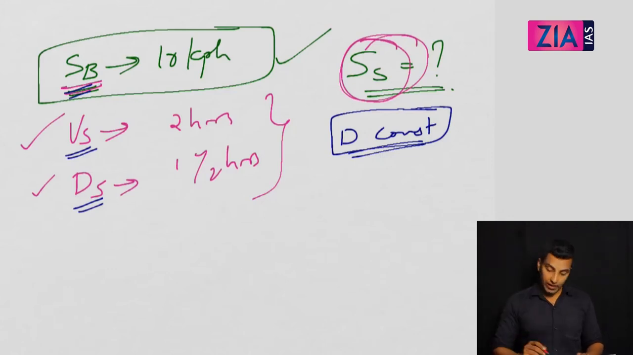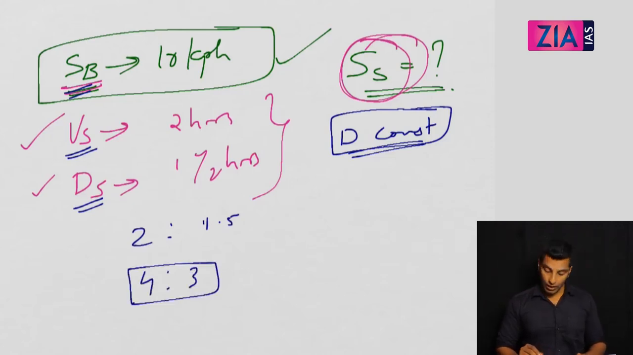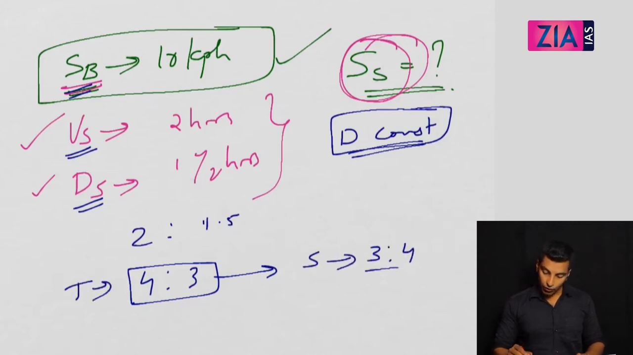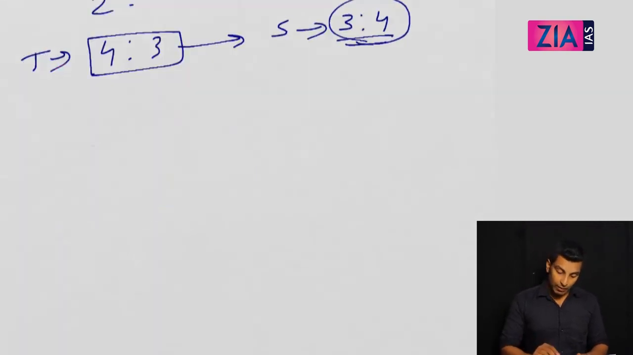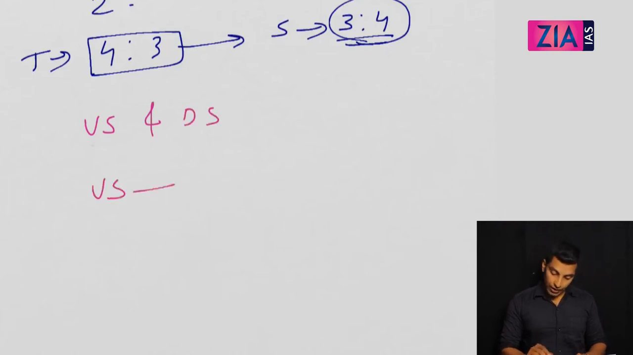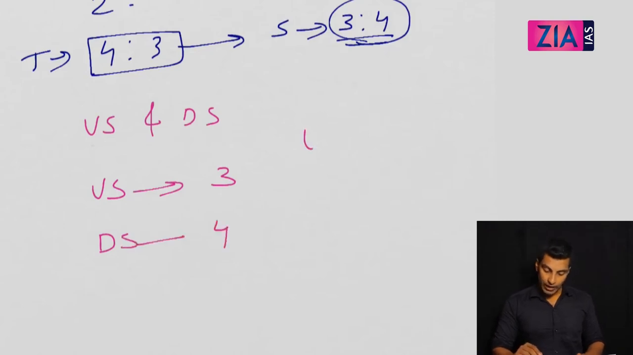So if distance is constant, speed and time are inversely proportional. Now what you know is the time ratio, that is 2 and 1.5, so you can write it as 4:3. This is the time ratio. So what will be the speed ratio? 3:4. Now speed ratio means I am talking about the upstream and downstream ratio. Upstream means 3, downstream means 4, so upstream to downstream is 3:4.